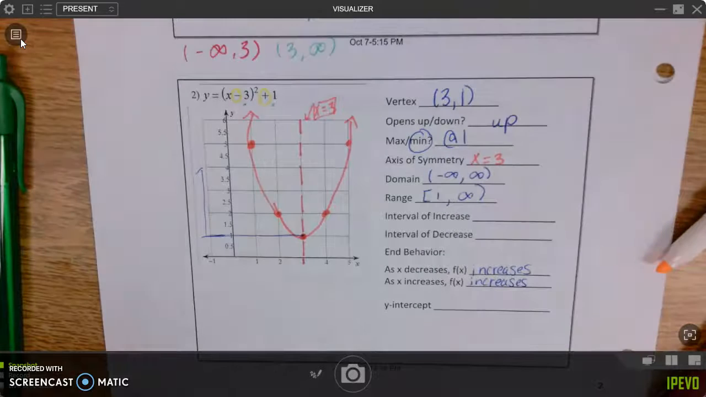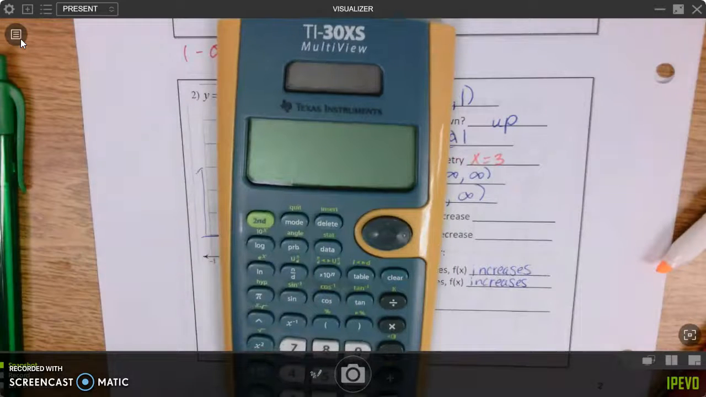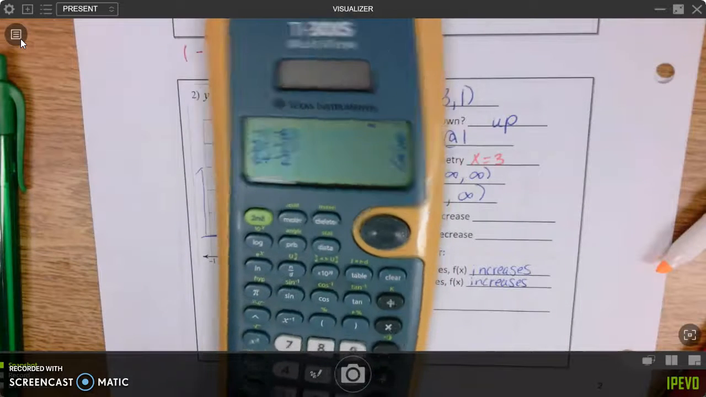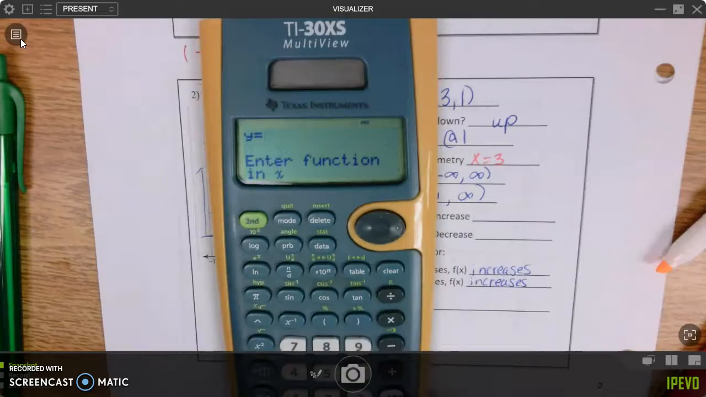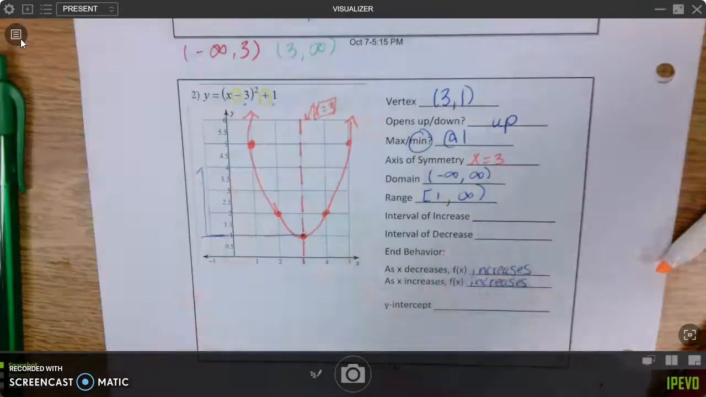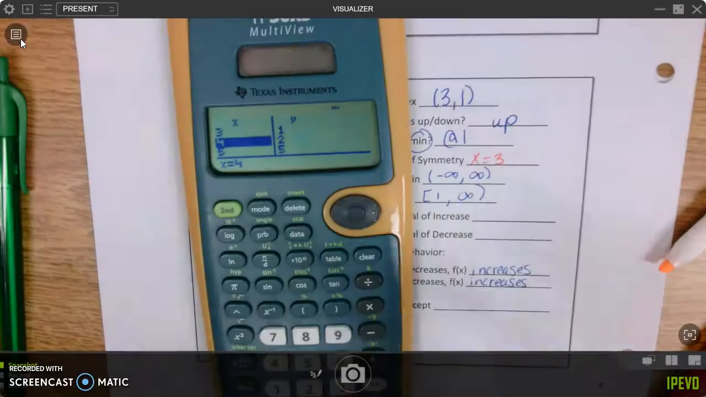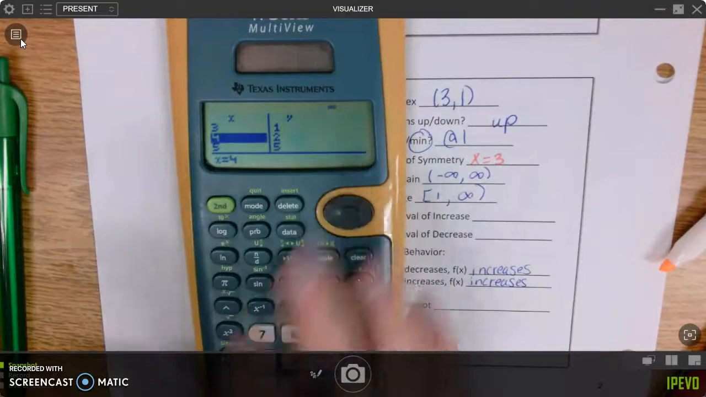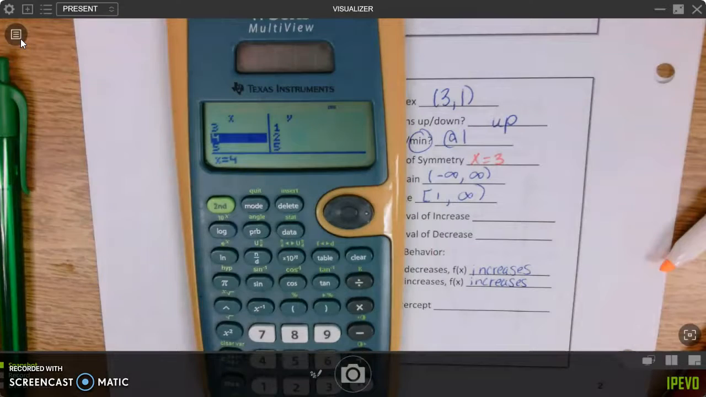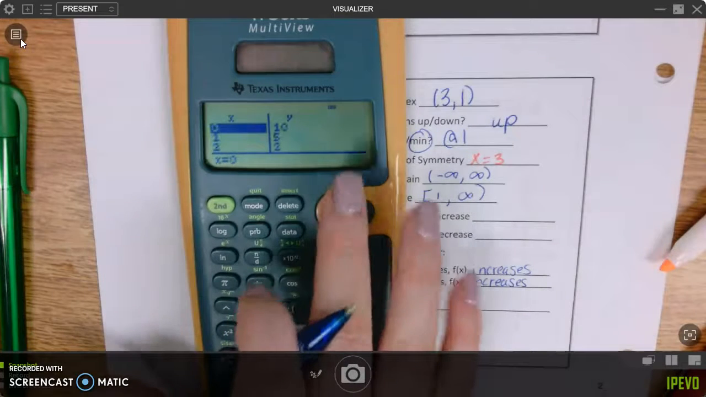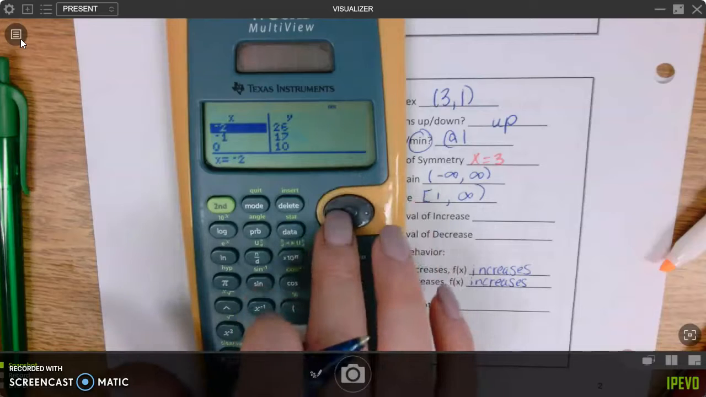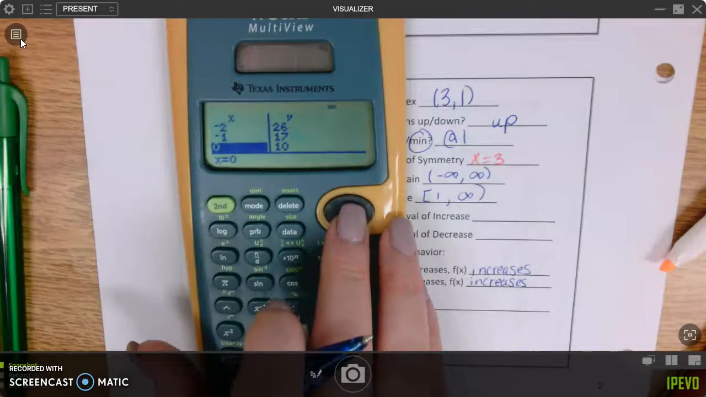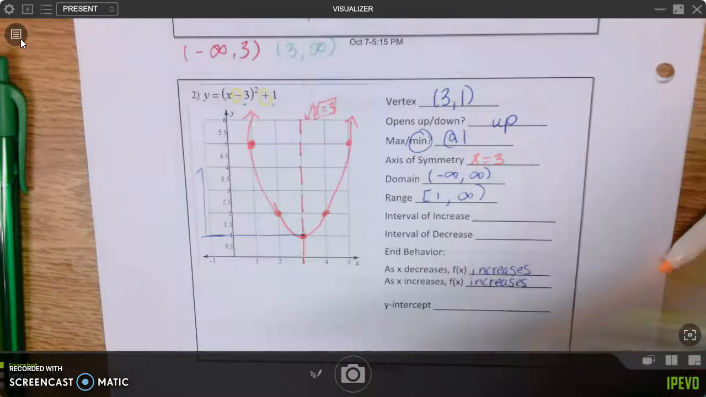And then the y-intercept, we'll do that before interval of increase and decrease. Go back to your calculator, go back to your table. I always like to grab 2 calculators because sometimes they don't work. Okay, so our y-intercept is here. It's whenever x is 0, so that's (0, 10).